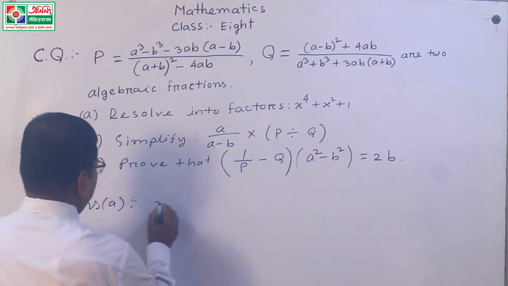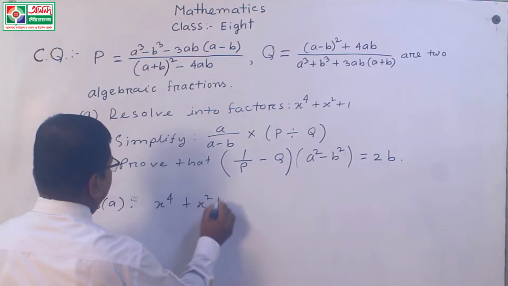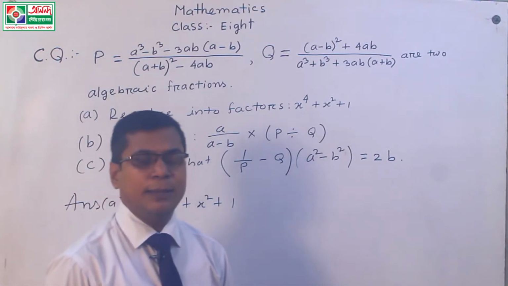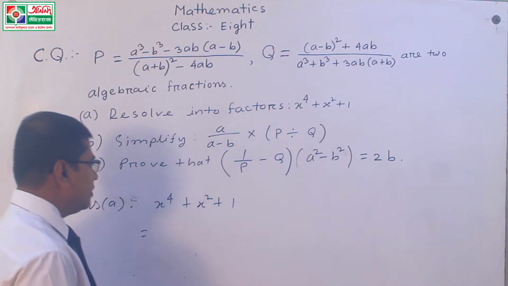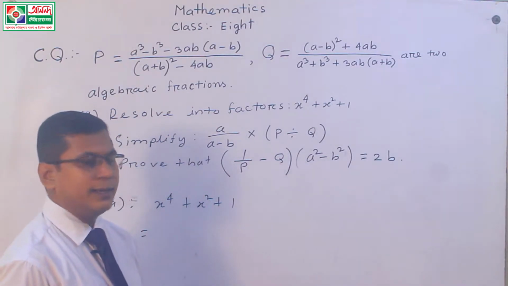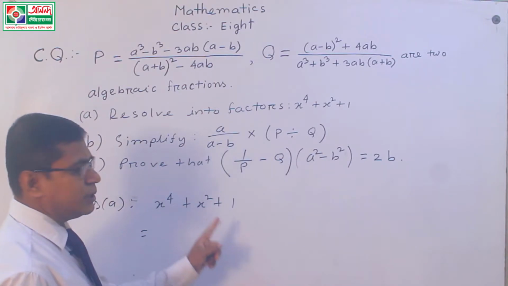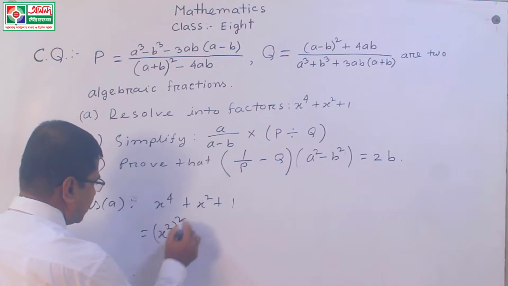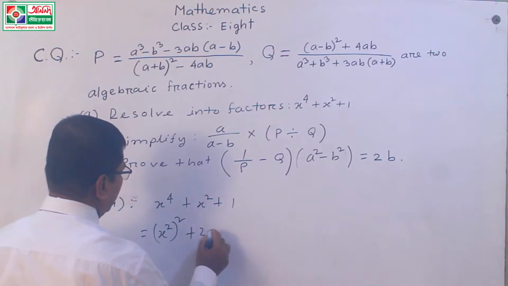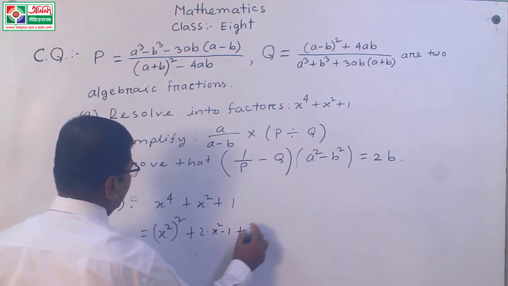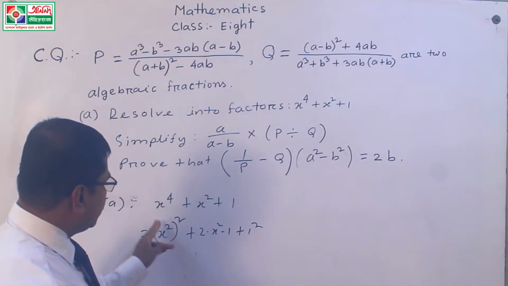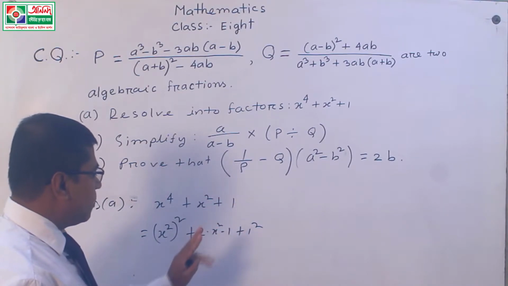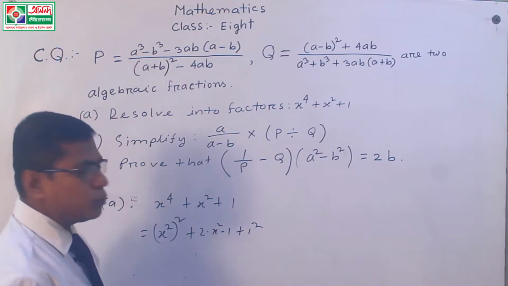Look at x to the power 4 plus x square plus 1. At first we will apply the formula (a plus b) whole square. If we apply the formula, then we can write 2 into x square into 1. Here if we resolve, (x square) whole square plus 2 into x square into 1 plus 1 square. Here the (x square) whole square is x to the power 4 and 1 square is equal to 1, but 2x square into 1 equals 2x square.